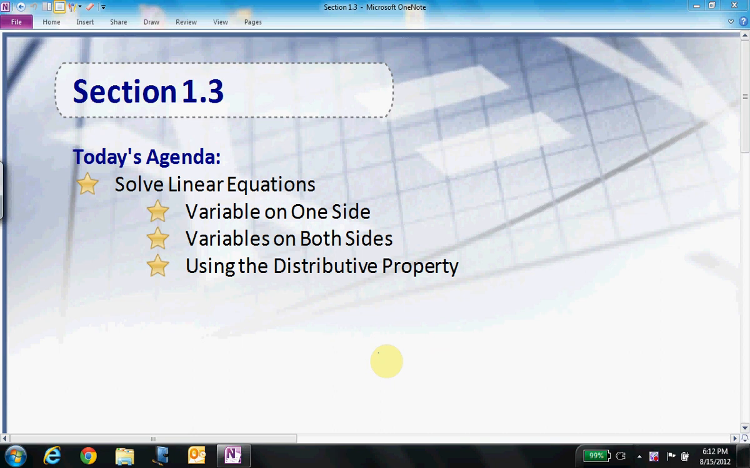Okay, welcome to section 1.3. Today we're going to look at solving linear equations. We're going to solve equations that have a variable just on one side of the equal sign, then there's going to be a variable on both sides of the equal sign, and lastly we are going to work with solving equations that use the distributive property. So let's get started.